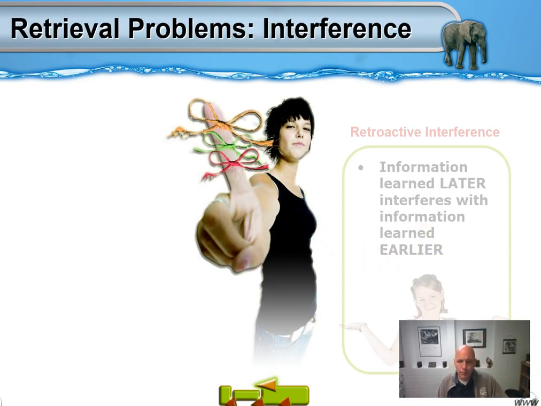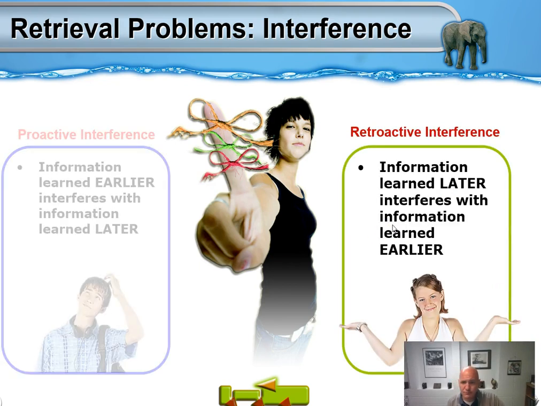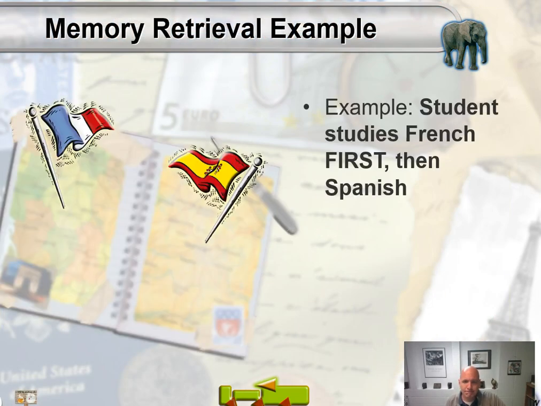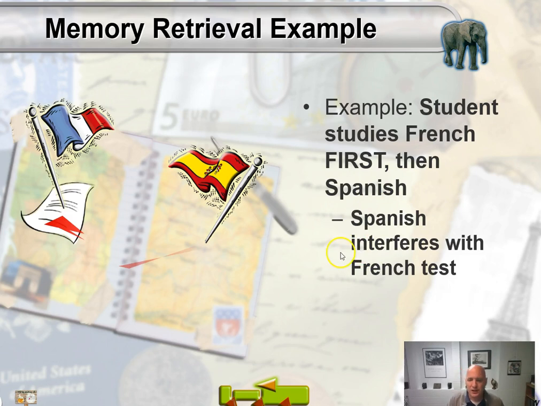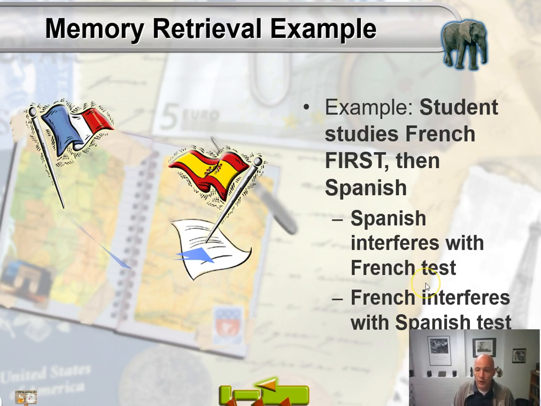We also need to be aware of retroactive interference. This is information learned later interferes with information learned earlier. Proactive interference: information learned earlier interferes with information learned later. So, a student studies French first and then Spanish. Spanish interferes with the French test. Also, French interferes with the Spanish test. So, to really prevent this, it would take a lot of focus, a lot of studying. Just clarifying and organizing.